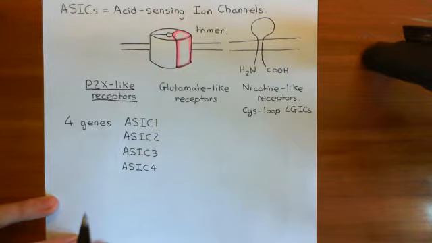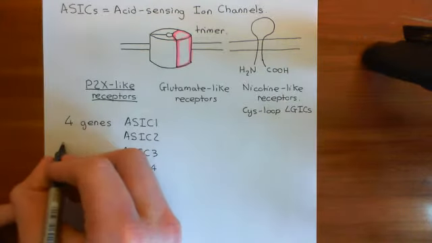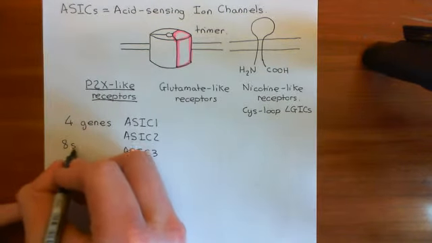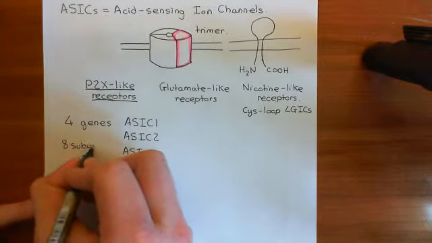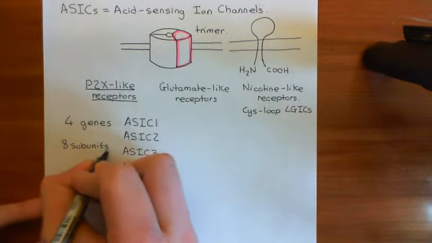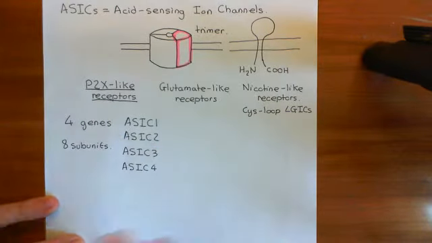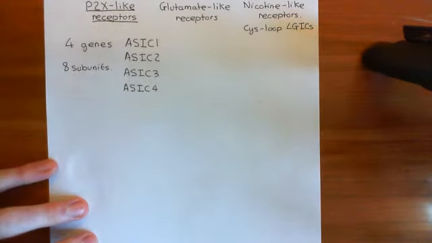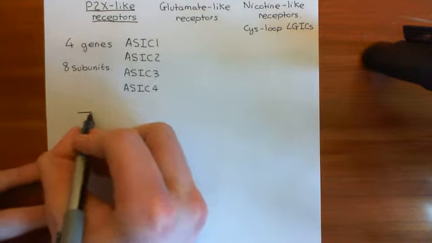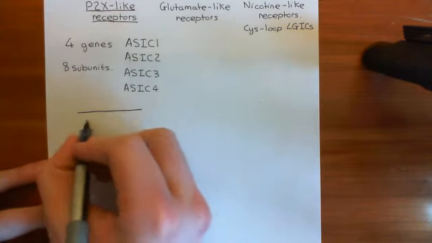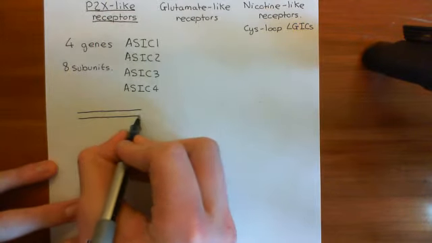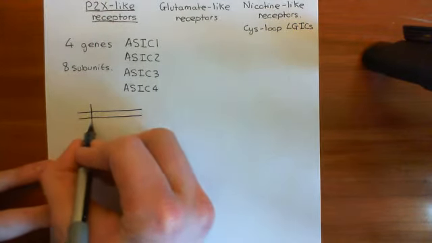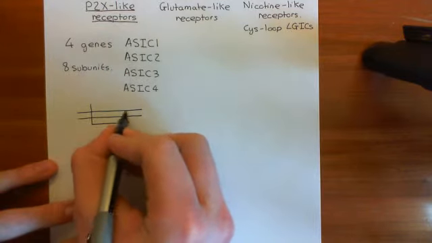Now, there are actually 8 known subunits of acid-sensing ion channels. So at first this looks like a bit of an anomaly until you remember the principle of splice variants. So let me show you the principle of different splice variants that come from the same gene. Let's just remind ourselves of the central dogma of biology. So let's take, for instance, the ASIC1 gene.